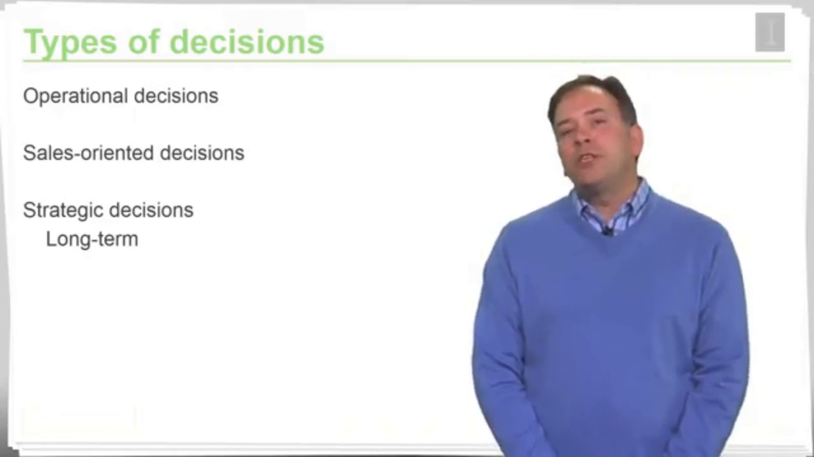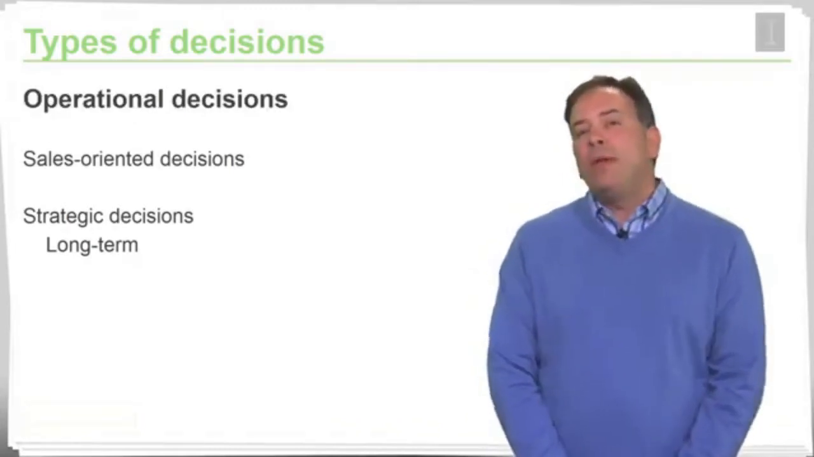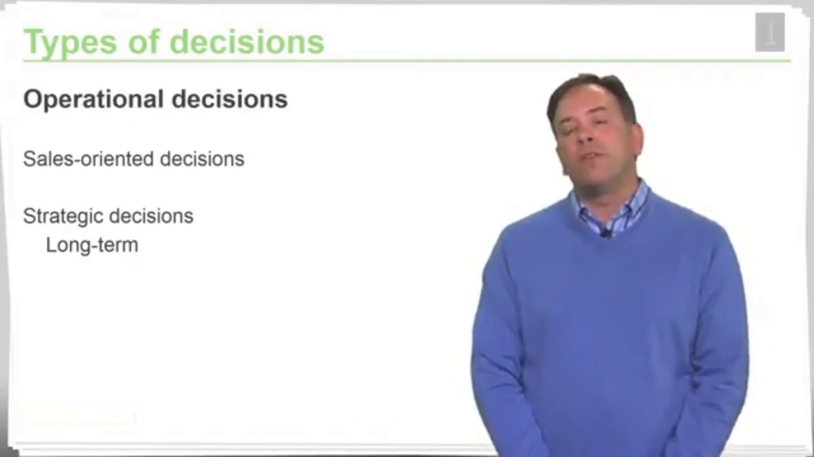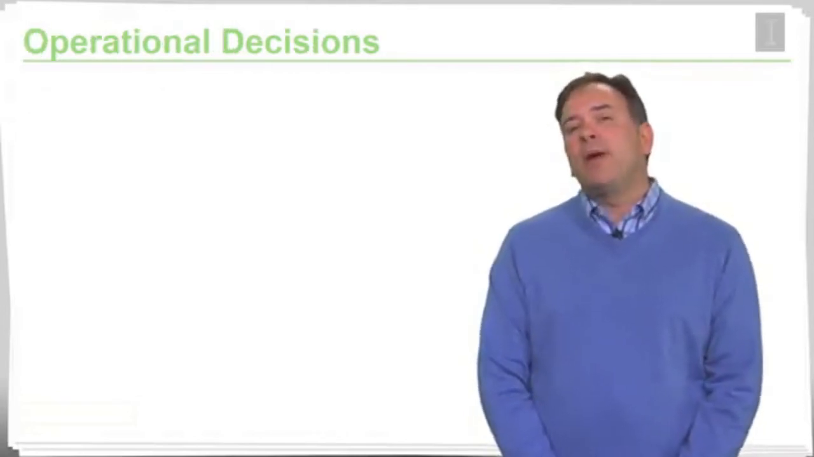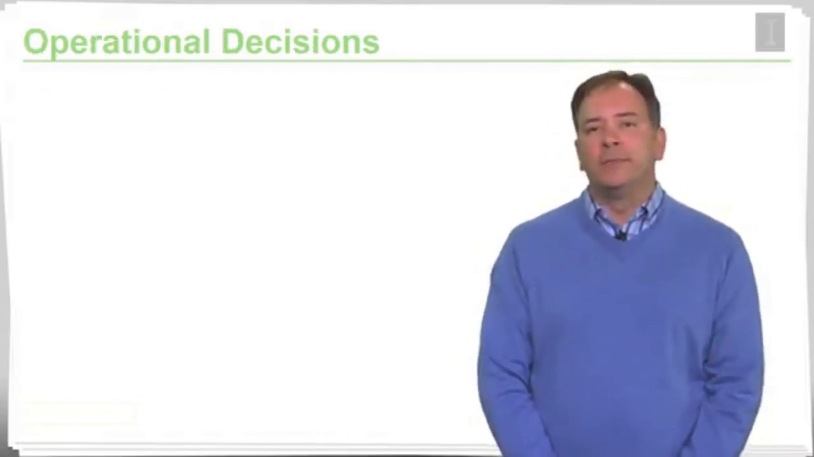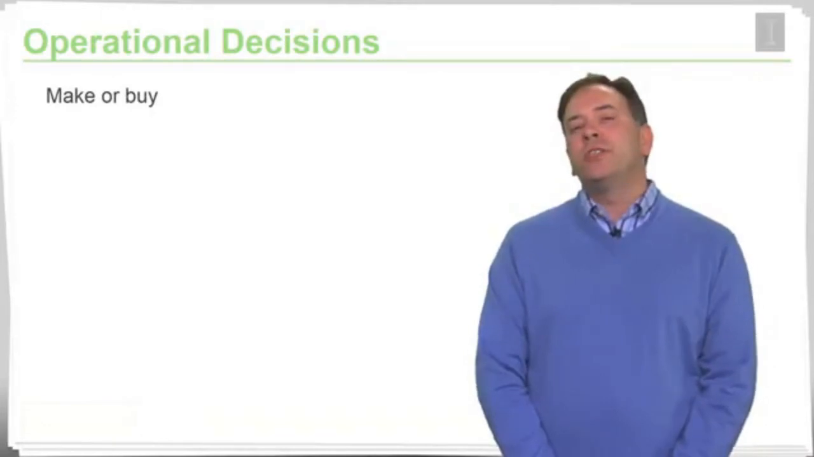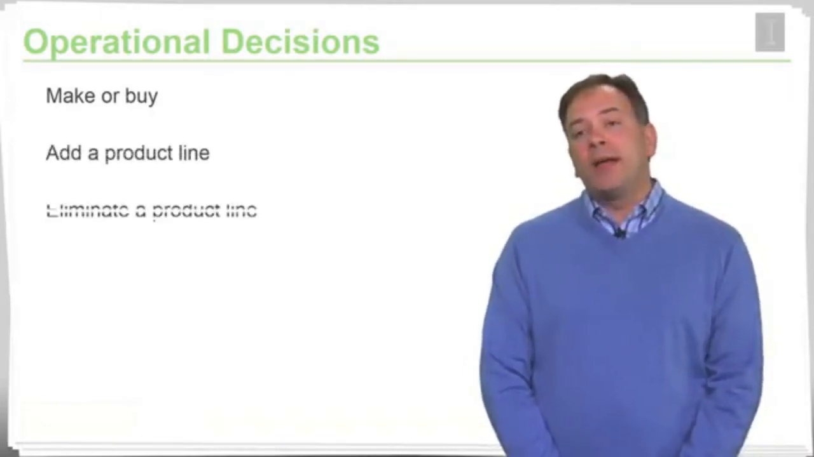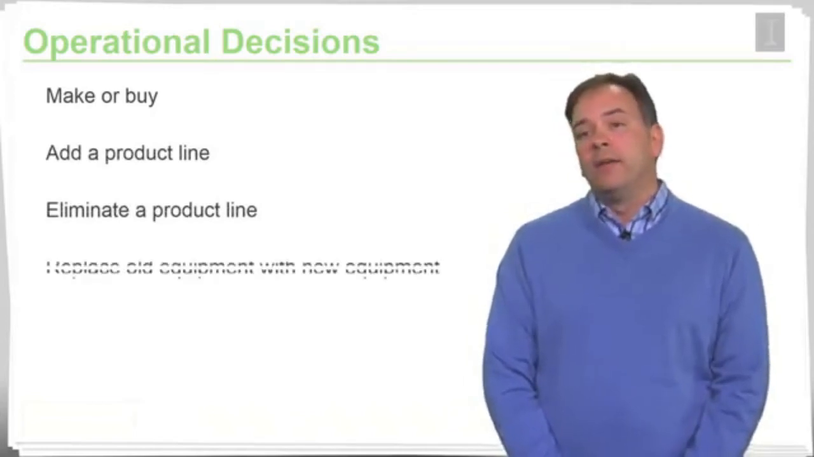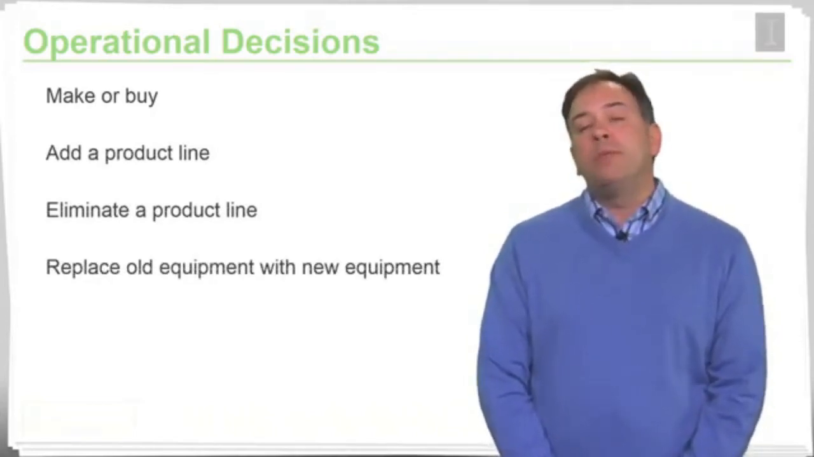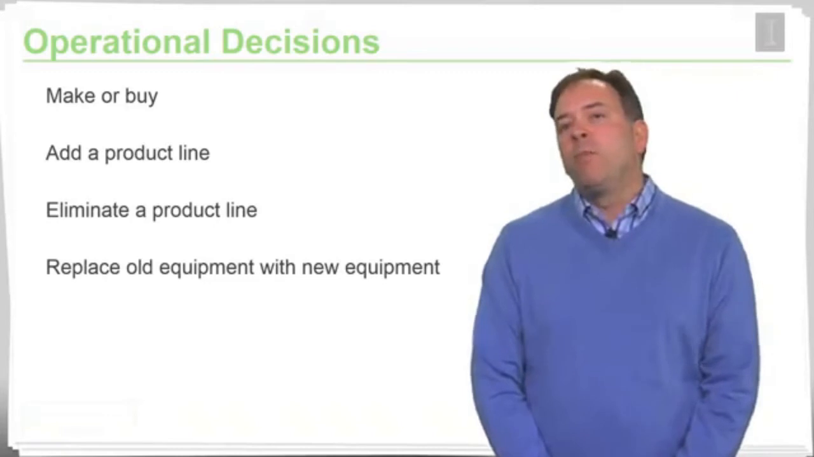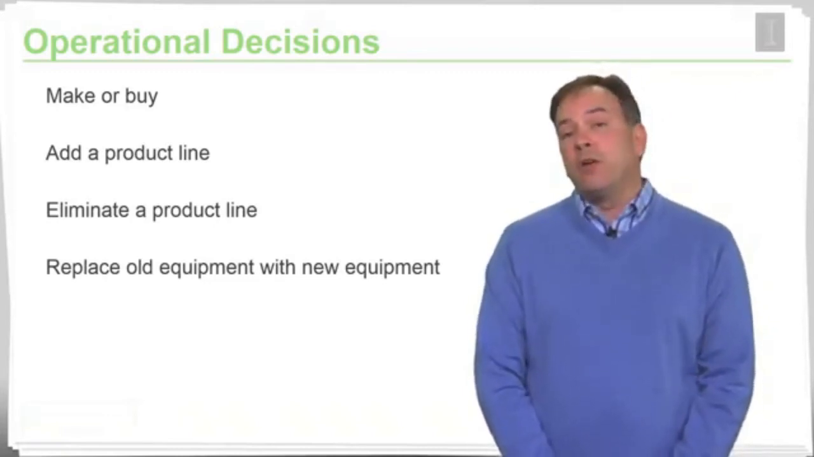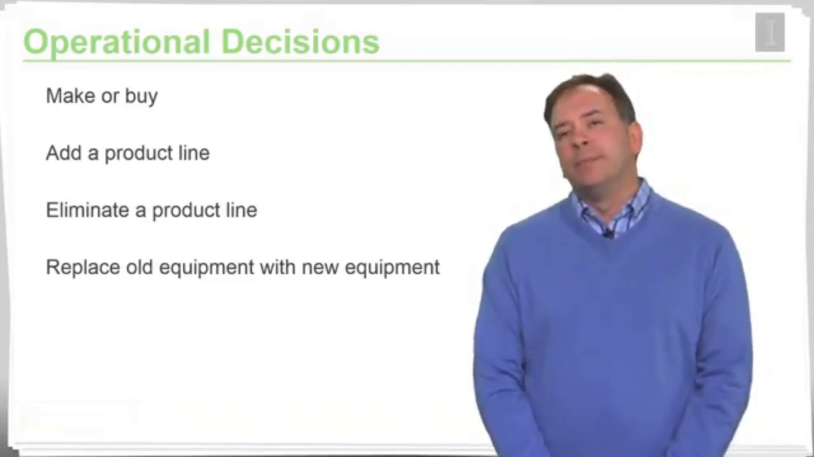Now, in terms of operational decisions, that will be our focus for this first part of the lesson. I think about things in 4 different categories. Operational decisions can be make or buy, adding a product line, eliminating a product line, or replacing old equipment with new equipment. These are 4 main types. And of course, there are others, but these are the ones that we'll focus on.